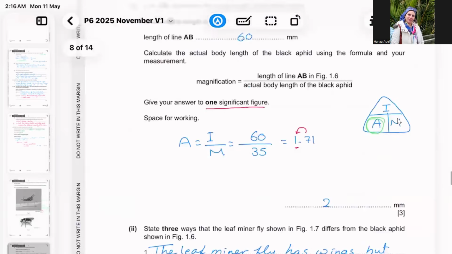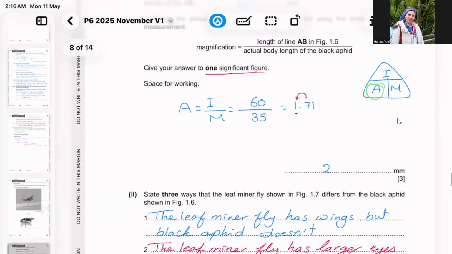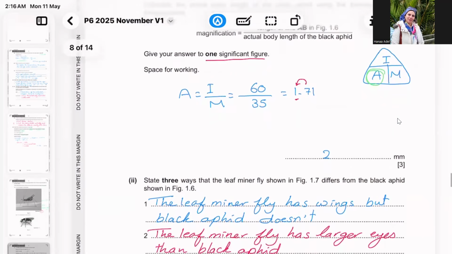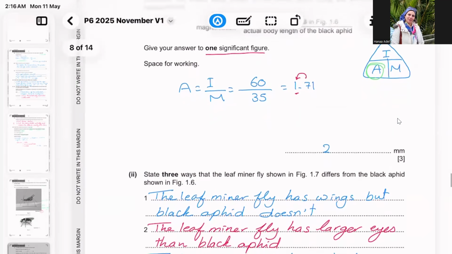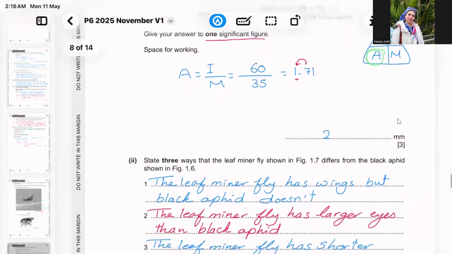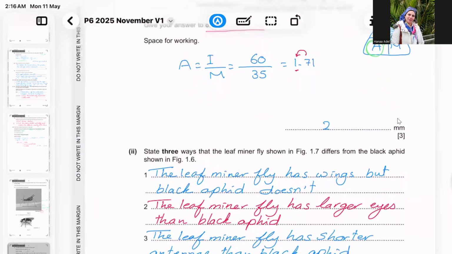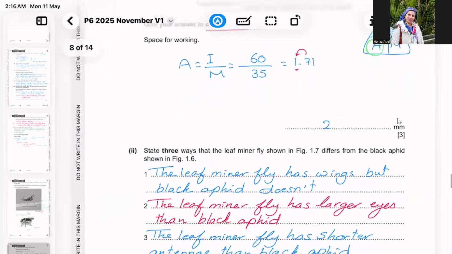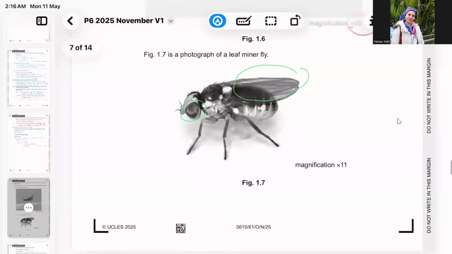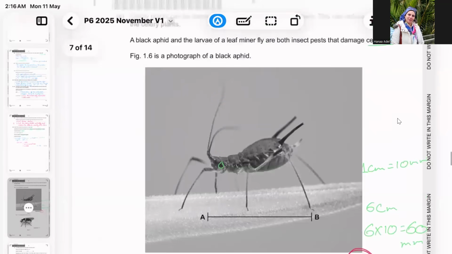So how can we write it? The leaf miner fly has wings, but the black aphid does not. The leaf miner fly has larger eyes than the black aphid. A third difference: the leaf miner fly has shorter antenna. We see this is shorter antenna like this, and we can find here the longer one.